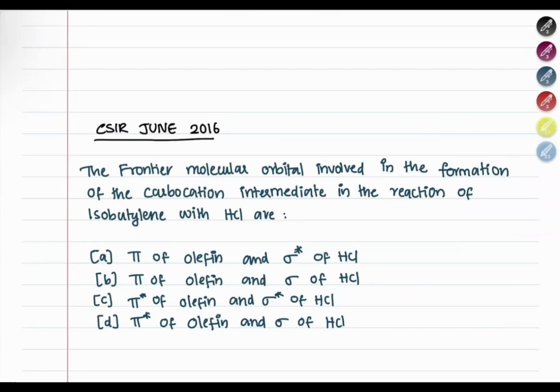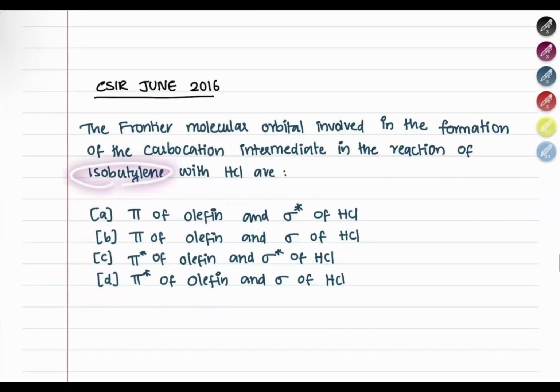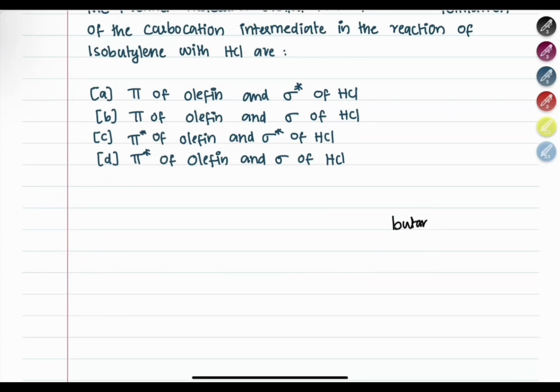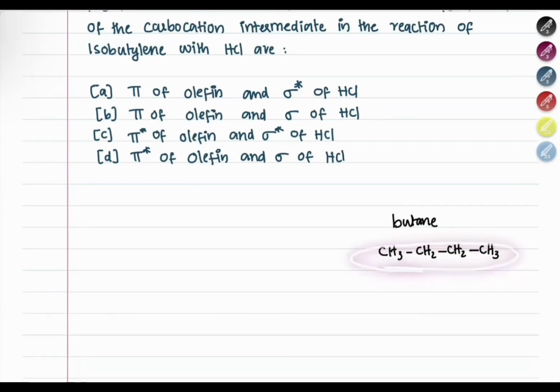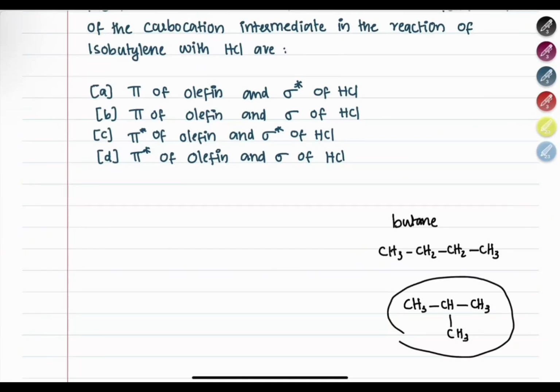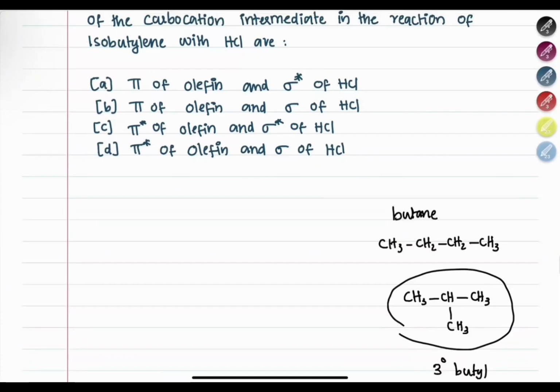Now we'll see a previous year question from this topic. CSIR June 2016. The frontier molecular orbital involved in the formation of carbocation intermediate in the reaction of isobutylene with HCl. So first we need to find out what is isobutylene. We know butane, right? The structure of butane is CH3, CH2, CH2, CH3. This is butane, a long chain alkane. Suppose one of the CH3 is coming as a substituent, like CH3, CH, CH3, CH3. This we will call isobutyl.